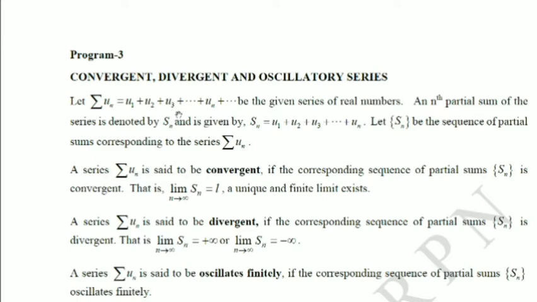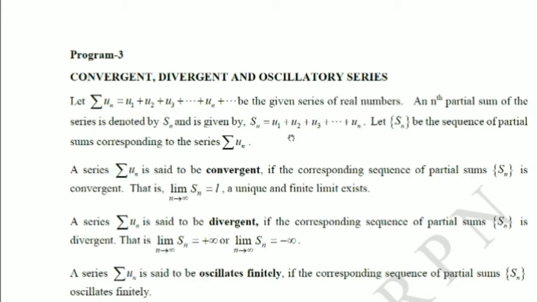So in general, the nth partial sum is given by Sn. Corresponding to this series, we are writing the partial sum. So this is the nth partial sum. Similarly, what is the n plus 1th partial sum? Yes, it is u1 plus u2 plus u3 etc. up to u(n+1). The sum of the first n plus 1 terms of the series is S(n+1), that is the n plus 1th partial sum. It goes on continuously.